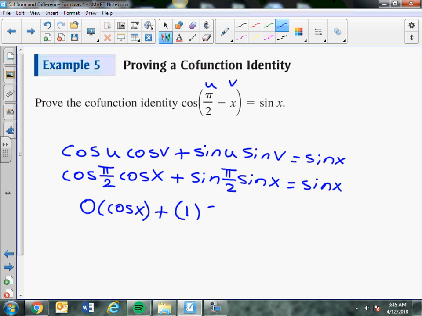So sine pi over 2, we have that 1, and then we will go ahead and we will simplify this. So 0 times cosine, that is going to cancel that off. And then just 1 times sine, well, that's just sine. So it'd be sine x equals sine x, and you just proved your identity.